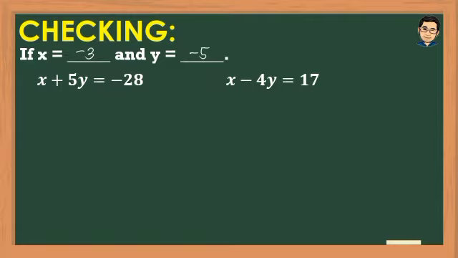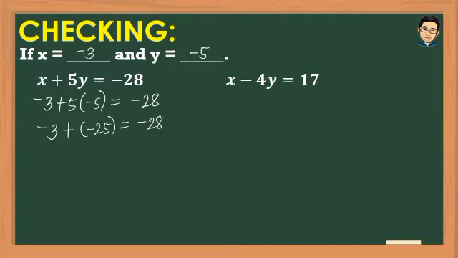So, x plus 5y is equal to -28. So, we substitute -3 plus 5 times the value of y, that is -5, equals -28. And then, -3 plus 5 times -5, that is -25, equals -28. -3 plus -25, that is -28, equals -28. So, tama po siya. What about the second equation?